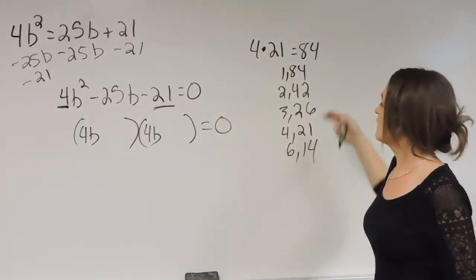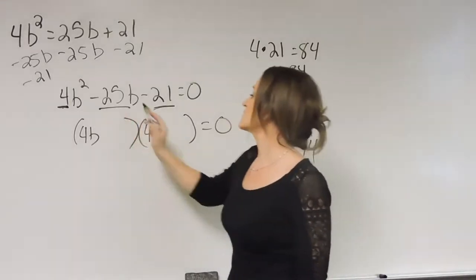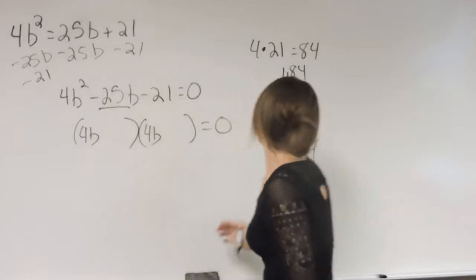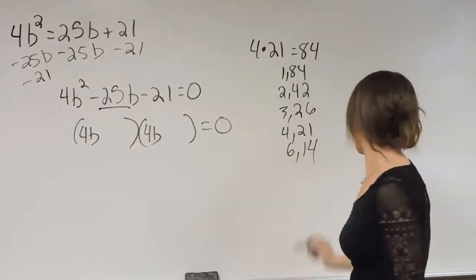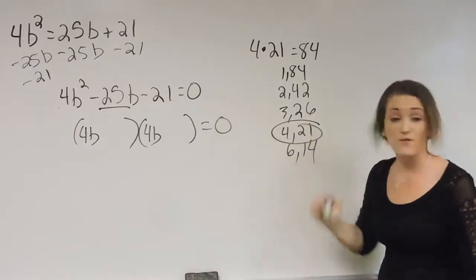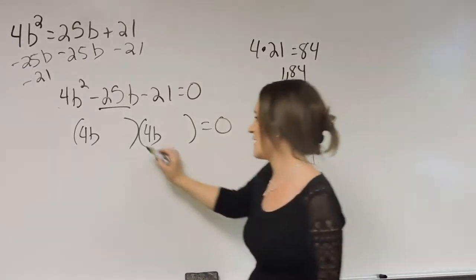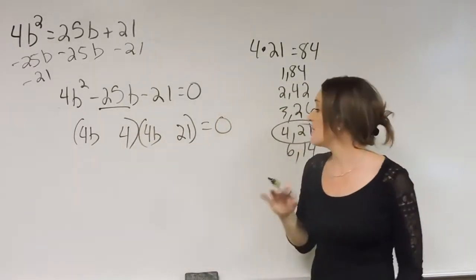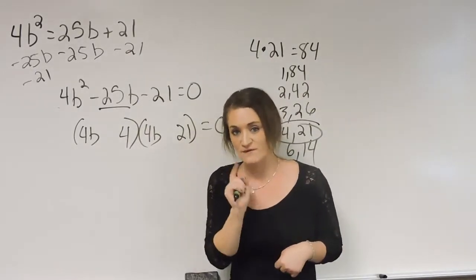Okay, so what we're looking for is which one of these combinations adds or subtracts to get our middle term, that 25 over there. Do any of these add or subtract to get a 25? My eyes are going straight to this 4 and this 21, because 4 plus 21 is definitely 25. So I'm going to plug in 4, and I'm going to plug in 21. Again, remember, it does not matter where you put those. What's most important is what signs go in front of them.